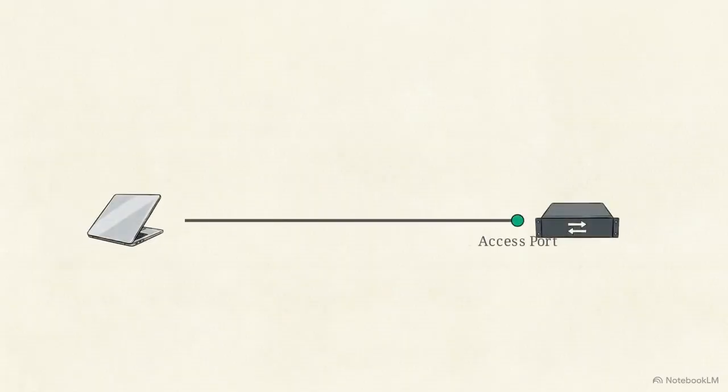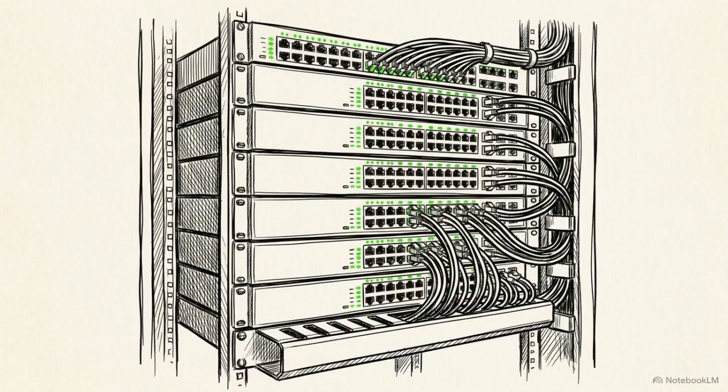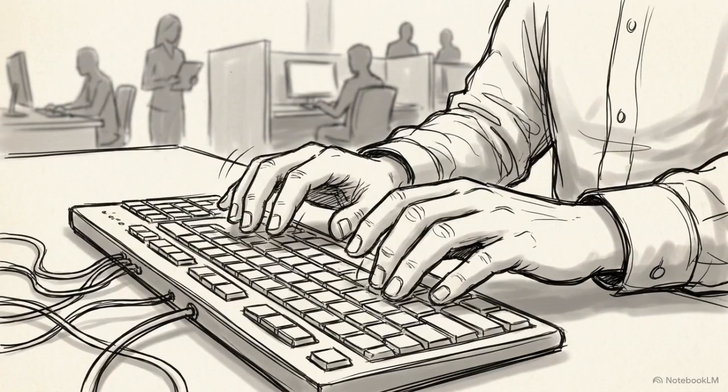BPDU guard protects user-facing access ports. If a switch receives a BPDU on a port where only a standard computer should be connected, the port instantly flashes red and shuts down, placed into an err-disable state. The core protocol functions on the assumption that all connected devices are compliant switches. Network administrators must explicitly program these security boundaries to ensure the topology survives in an unpredictable human environment.